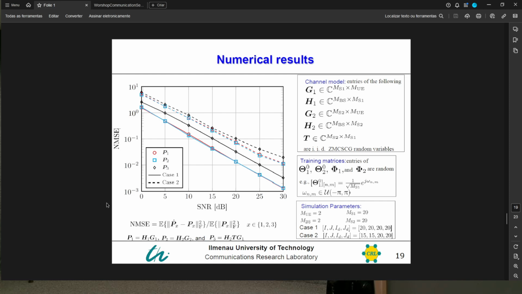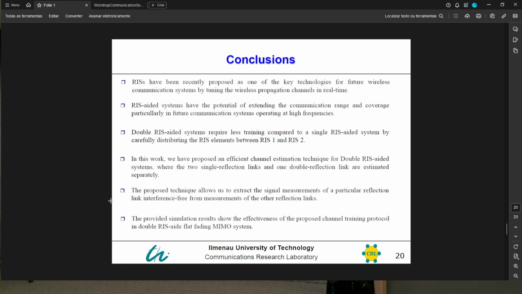However, currently we are trying to extend this work and then try to overcome this error propagation due to the estimation error. And then that is the end, and then we have the conclusion. We have RIS proposed as one of the key technologies for future wireless communication. Like I said, it can tune the wireless environment into a dynamic environment by performing either constructive interference or destructive interference. And then it also has the potential of extending the communication range.